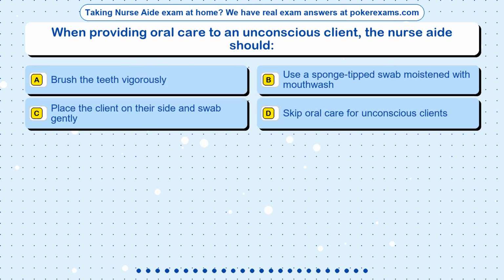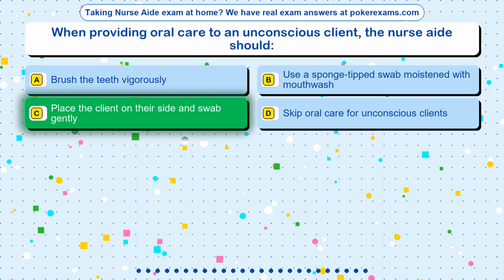Question 21. When providing oral care to an unconscious client, the nurse aide should: Option A, brush the teeth vigorously. Option B, use a sponge-tipped swab moistened with mouthwash. Option C, place the client on their side and swab gently. Option D, skip oral care for unconscious clients.